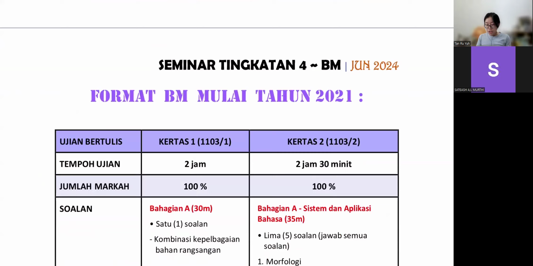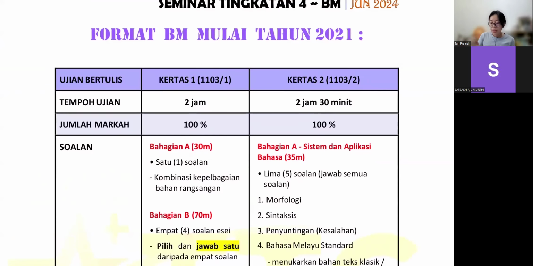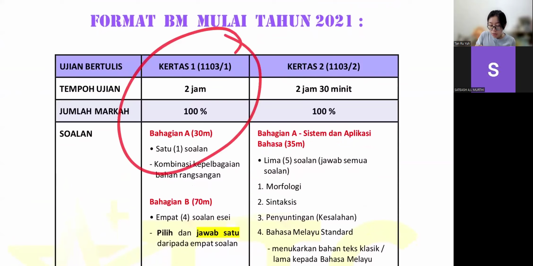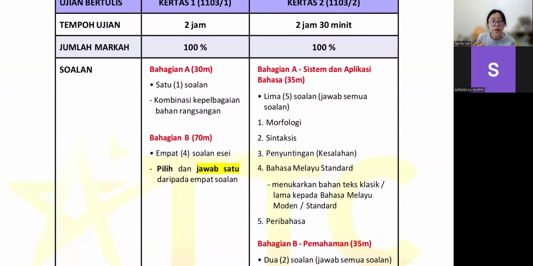Okay, turn to page 3. I'll roughly go through your format. Kertas satu is your Bahagian A. Bahagian A is your short essay, karangan bahan rangsangan. Bahagian B is your long essay, and you need to choose one question to answer out of 4 questions.